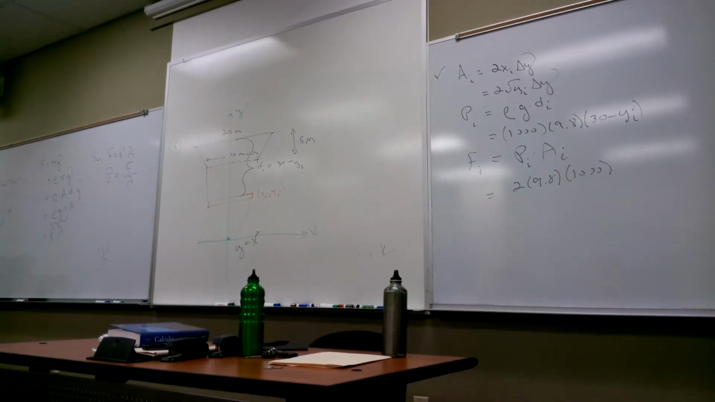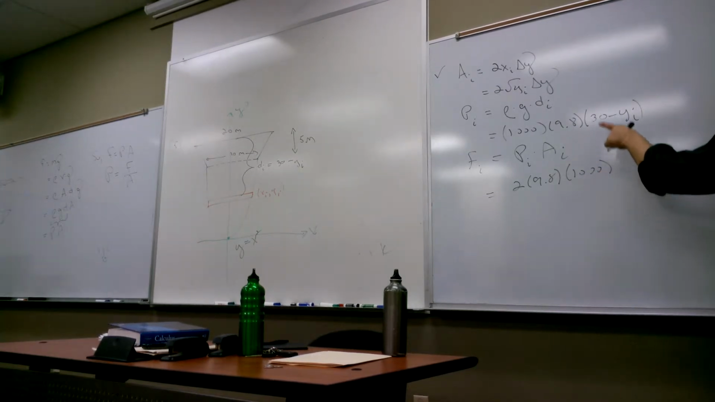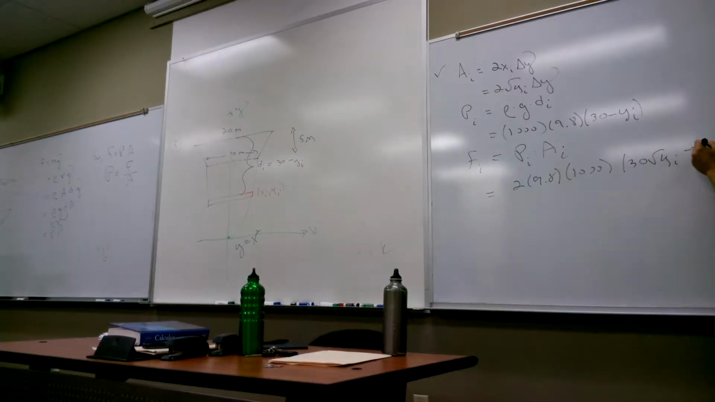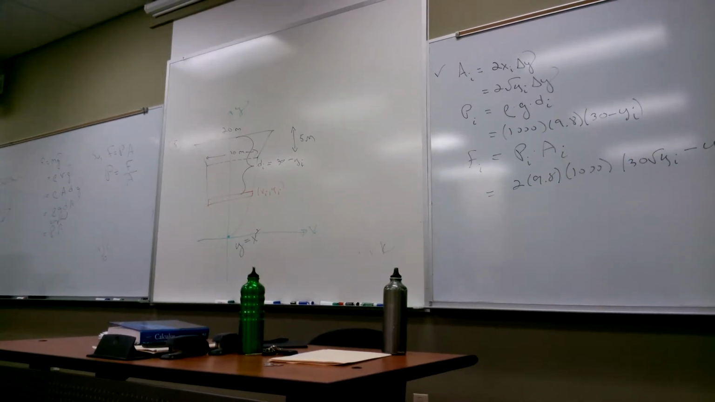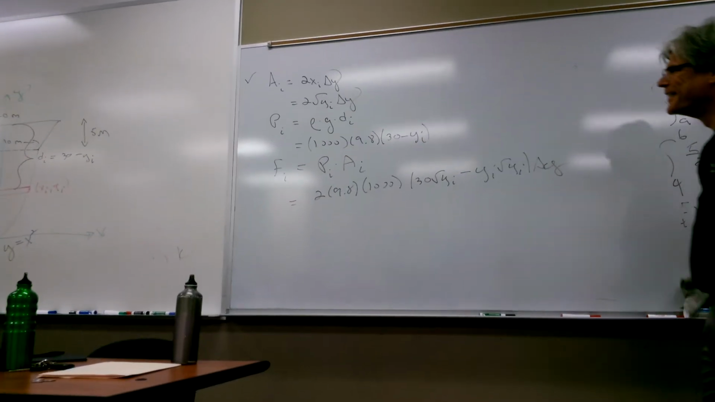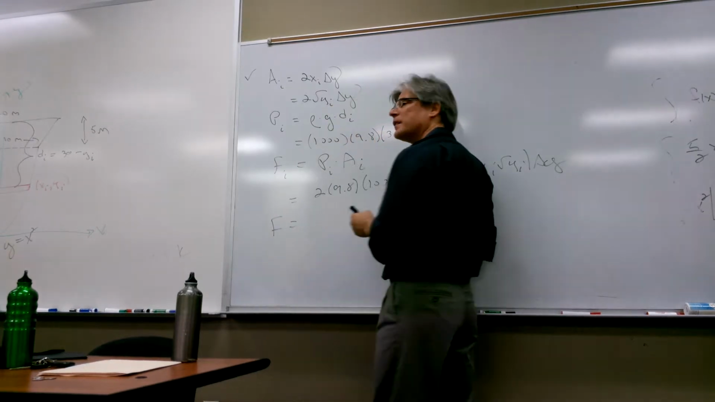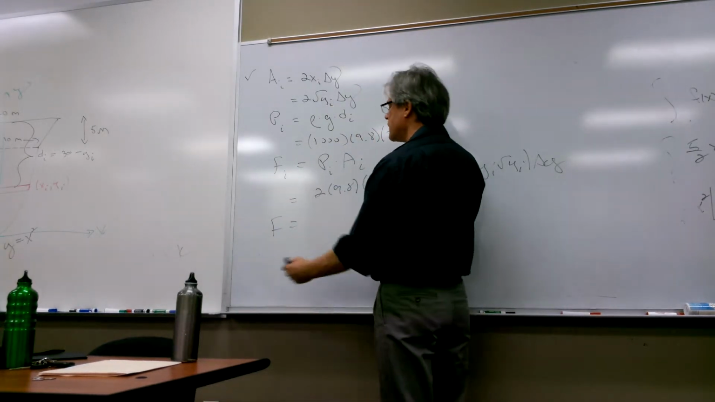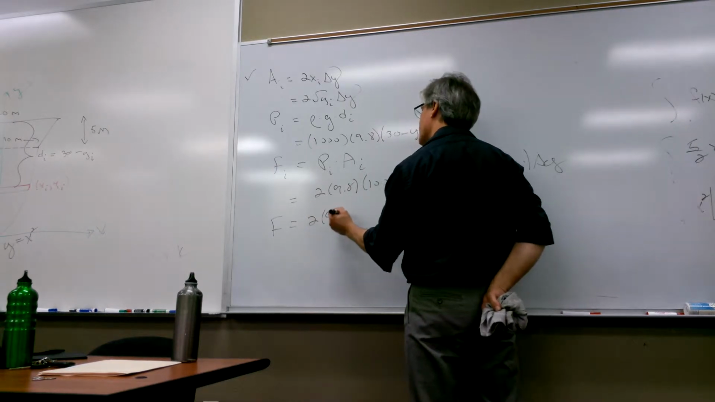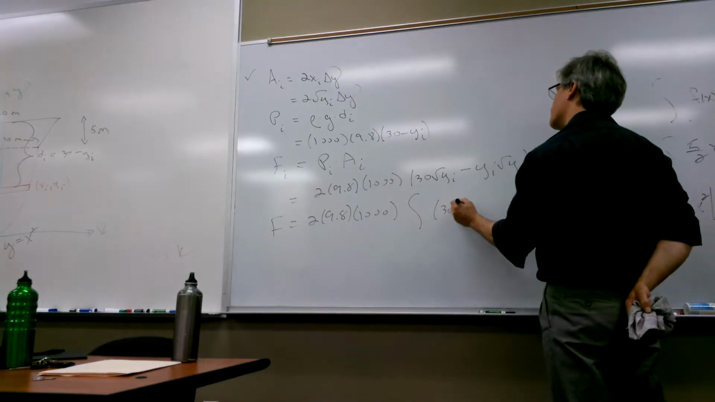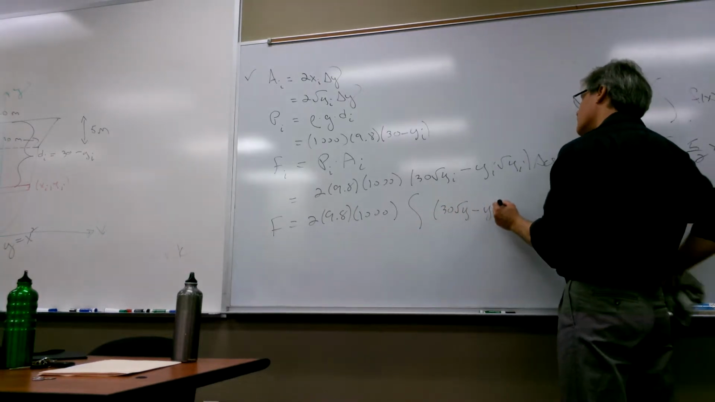I got my pressure times my area. I guess I'm missing my 30 root y sub i minus y sub i root y sub i times my delta y. Did I miss anything? So, that being the case, the total force, by taking the limit of the Riemann sums of these F sub i's, is going to be nothing more than a definite integral with a constant out front, or inside, doesn't matter, times the integral of 30 root y minus y root y. I'm integrating with respect to the variable y.